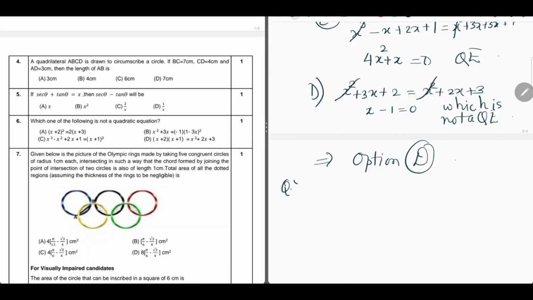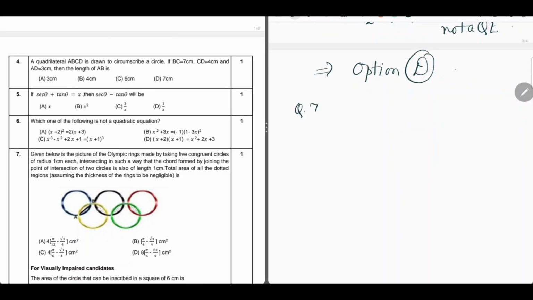Now question number 7. In question number 7, I have 4 petals. It means 8 segments.